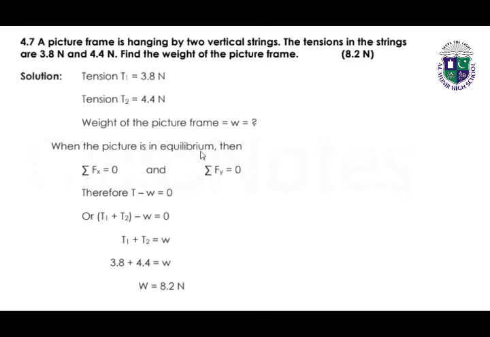When the picture is in equilibrium, summation Fx is equal to 0, summation Fy is equal to 0. Therefore T minus W is 0. Or we can say that T1 plus T2 minus W is equal to 0. So here we have the values of T1, T2. By putting the values and adding up T1 and T2, we will get the answer of W, the weight of the picture frame.